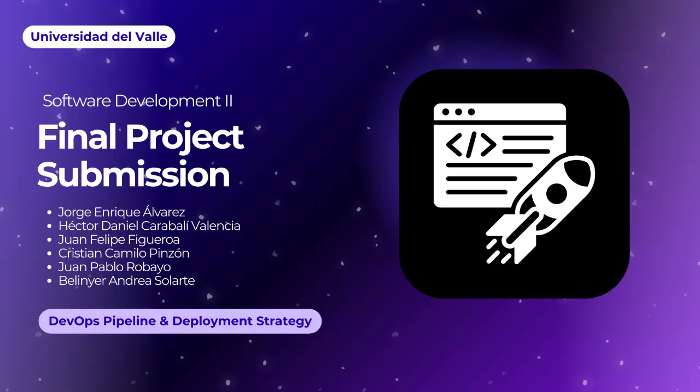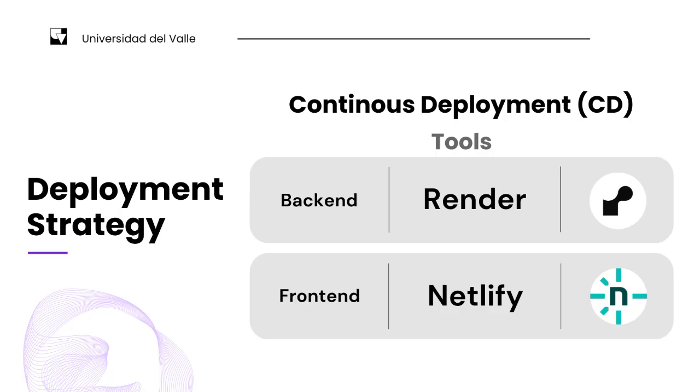In this video, we will explain the deployment strategy, the reasoning behind it, and demonstrate our full CI/CD pipeline, with an example from source code to deployment. The deployment strategy we selected for this project is continuous deployment using a complete CI/CD pipeline.